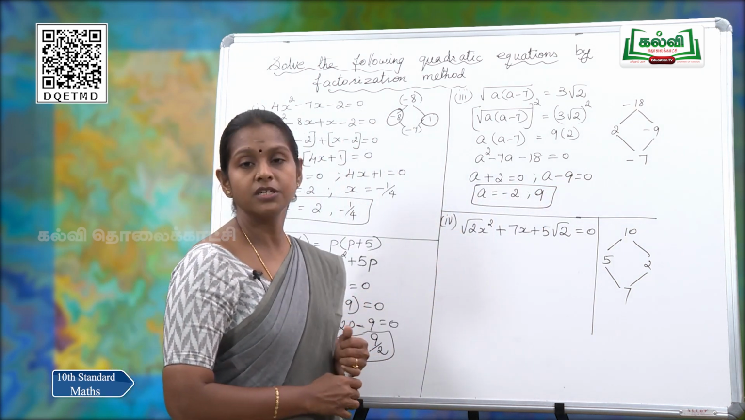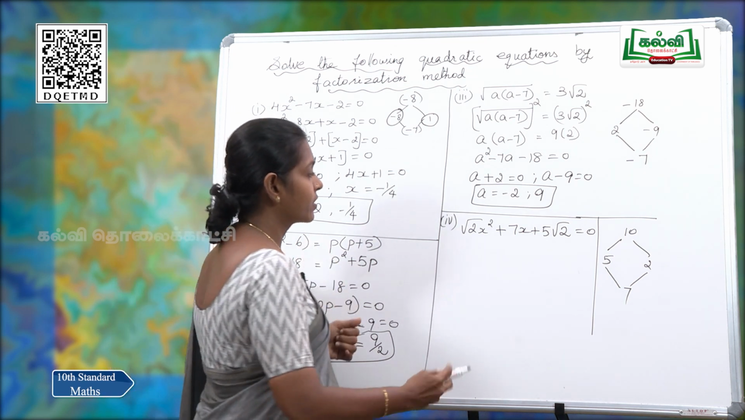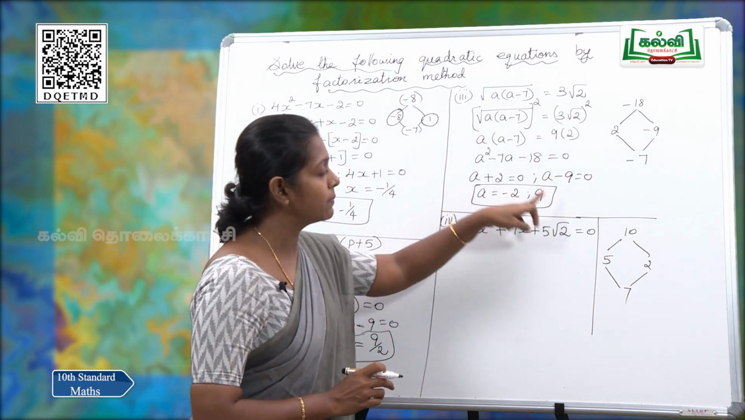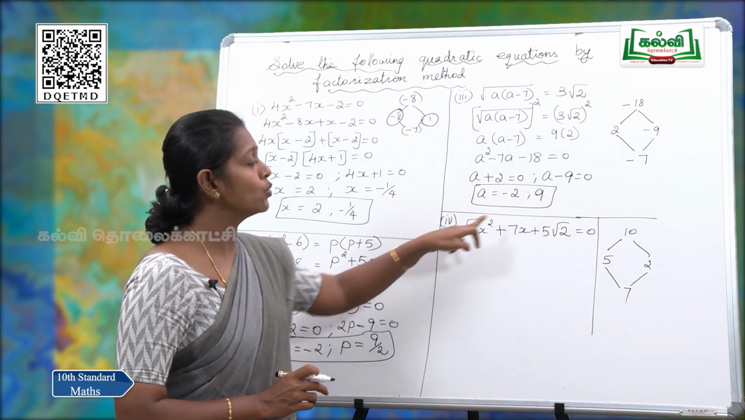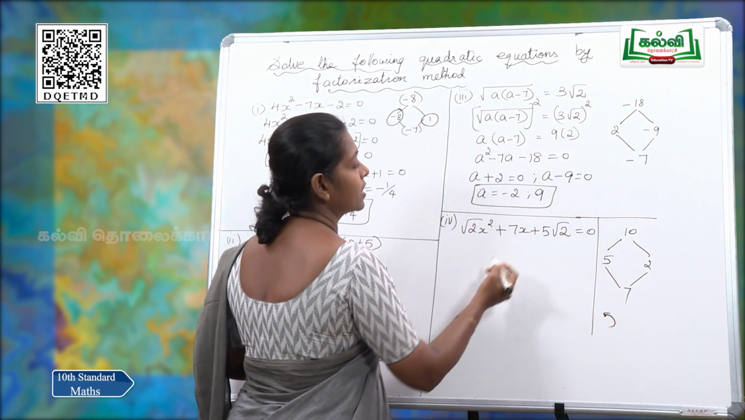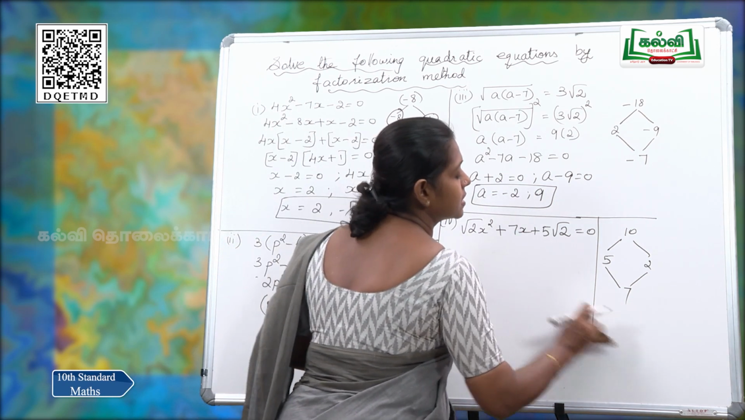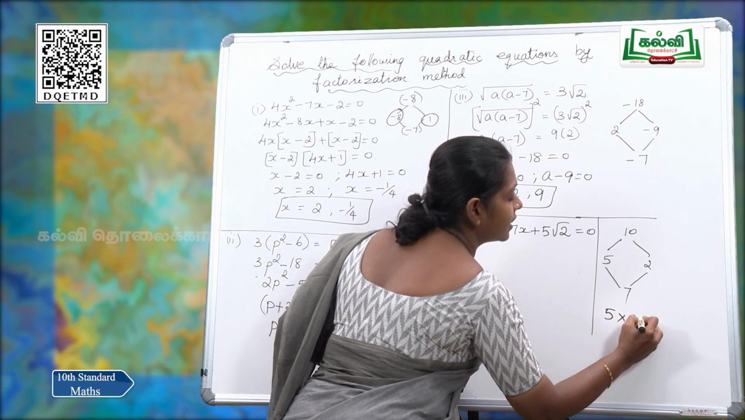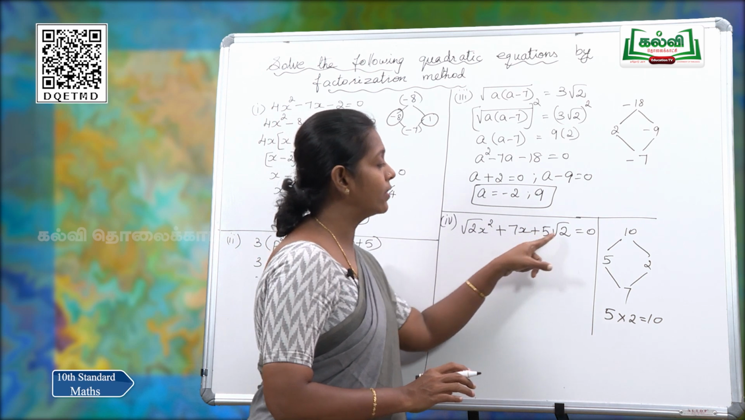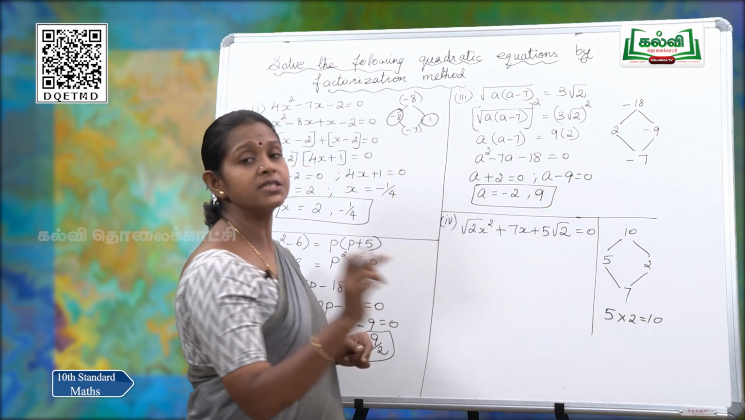See the last question, it is totally different. So, we are going to try this question, listen. What is the coefficient of x squared here? Root 2. That should be multiplied with the constant. If you multiply root 2 with 5 root 2, what will you get? See, already 5 is there, and root 2 with root 2 will become 2, so that it will be 10. Can you understand? So, root 2 with 5 root 2 is equal to 10. So, the constant term is 10.